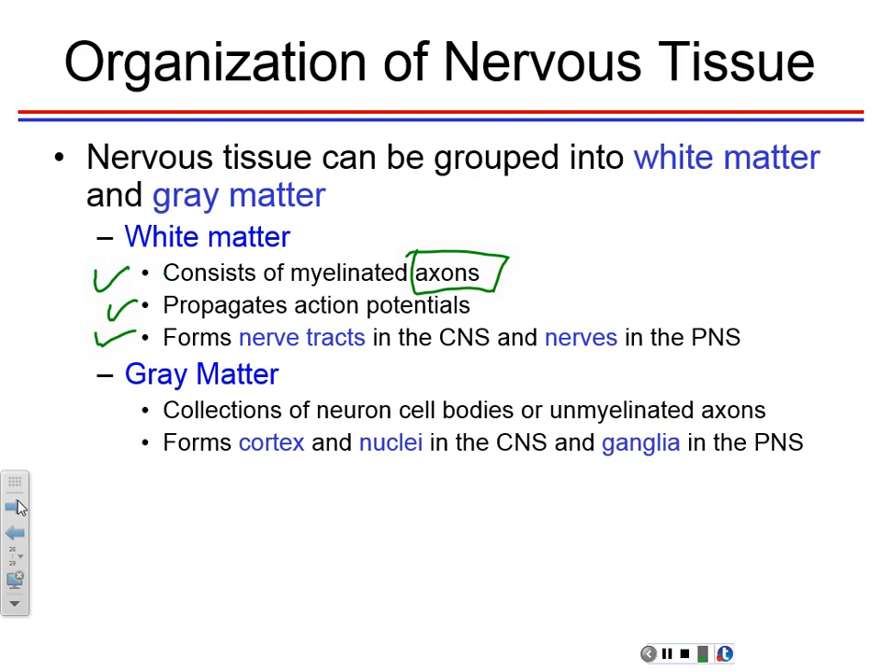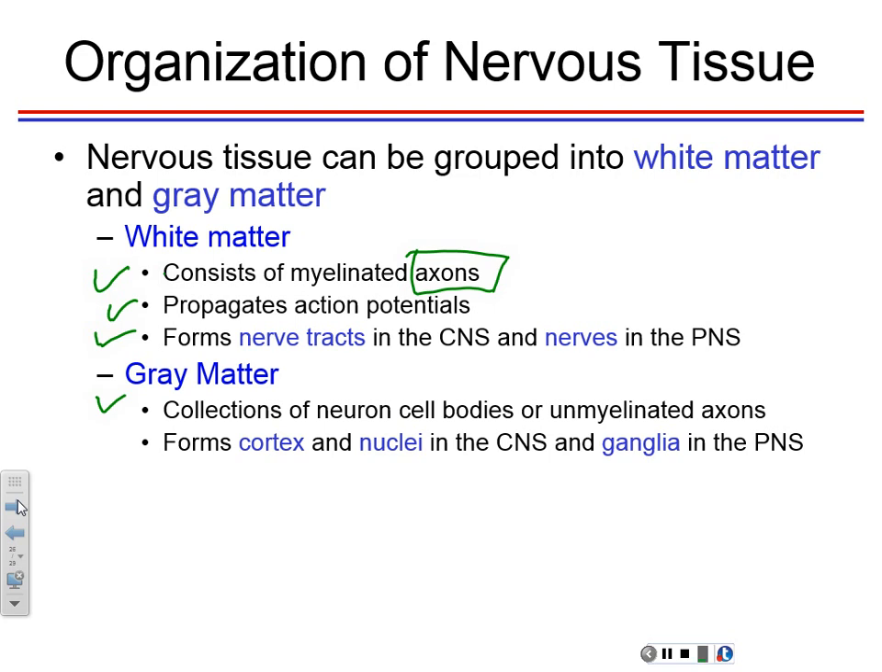So those will be the white parts of the nervous system, the white matter, and the white parts of the spine, which I'm going to show in a little bit. And then the gray matter usually is inside, and it contains all the cell bodies and all the dendrites, because those don't get myelinated. So it's a collection of neuron cell bodies and unmyelinated axons also, and forms the cortex.